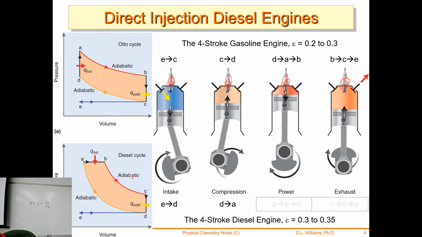So that power stroke is from A to B down to C, which is shown down here at the bottom, ABC. And then the exhaust, we pop that exhaust valve open, and it drops the pressure from C down to D, and then we push all of the burned gases out, D to E. So once again, it's a four-stroke engine still, but it's using diesel fuel, high pressure fuel rail, spraying it in.